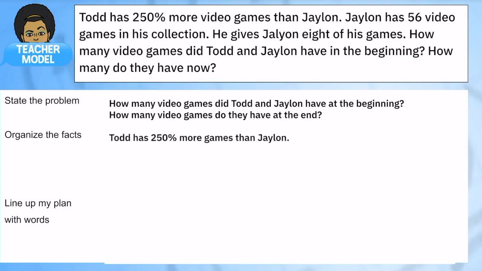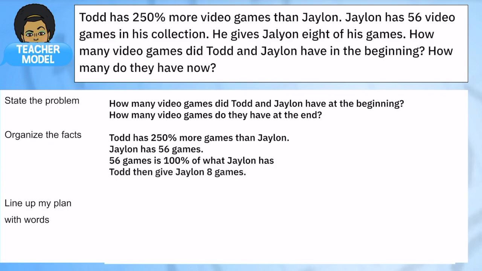We know Todd has 250% more games than Jalen. If he had 100% of the games, they'd be the equal amount. So I want to make this clear. If he had 100% of the games that Jalen had, he would just have 56 games. But he has 250% more than that. So whatever it is, 250% more than 56, I'm going to add those two things together. We know that 56 games is 100% of what Jalen has, so we're going to add 250% more to that. And I'm going to show it in the visualization. And we know at the end, Todd gives him 8 games, so he loses 8 games and Jalen gets 8 games.